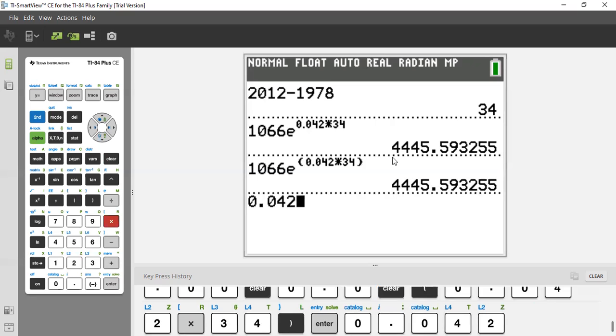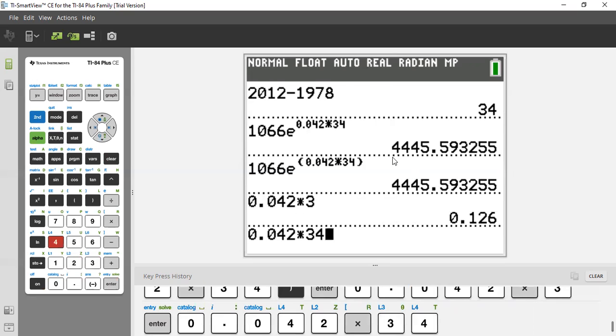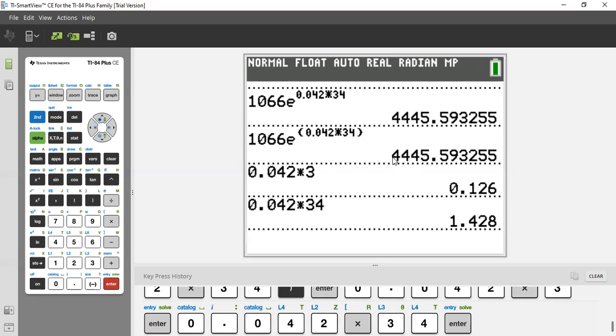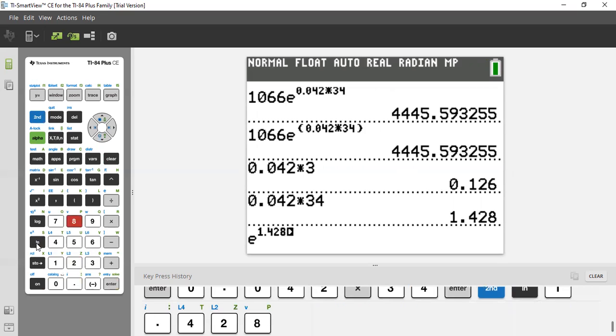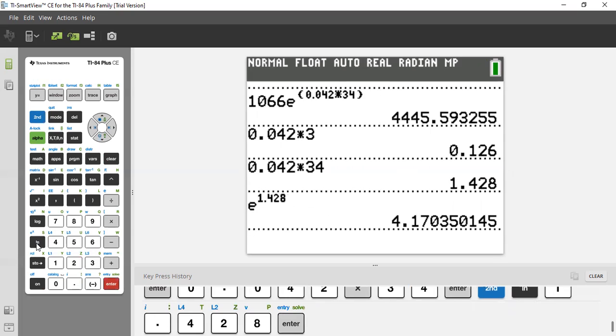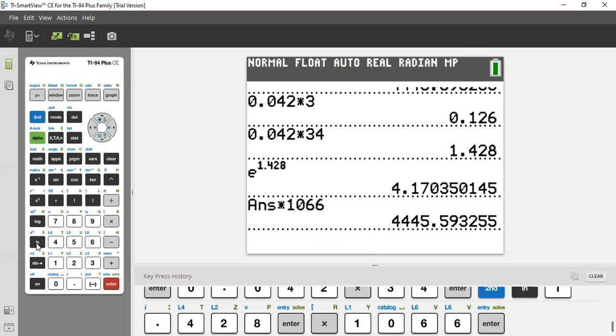Now, if you were working with a regular non-graphic calculator, you're going to start by doing your 0.042 times 34, and we get 1.428. Now, this e to the x button: you would then do your e to the x, and you would need to put that 1.428 number in there and get a number. You should get 4.17. Then, same as we saw in that very first video for this section, times the 1066. So you're actually working in order of operations. Notice we're still coming up with the same answer.